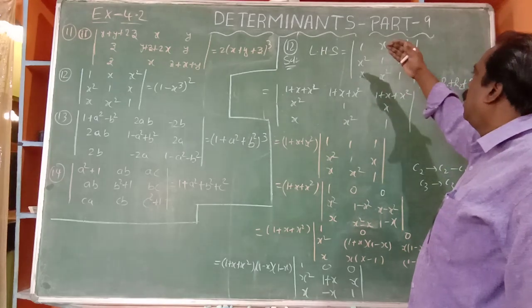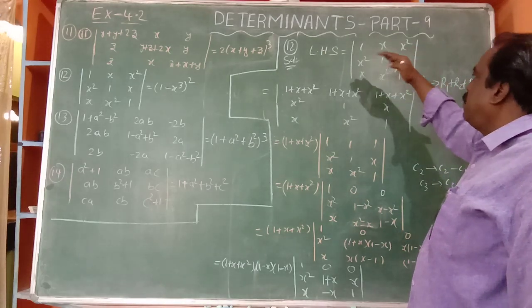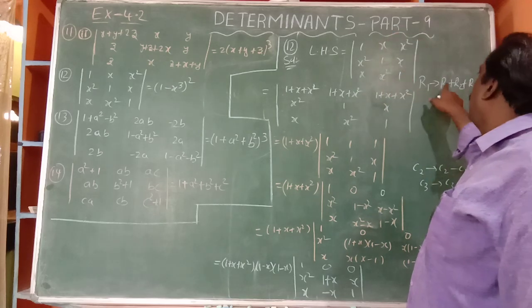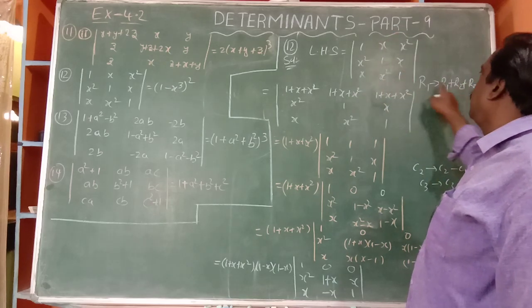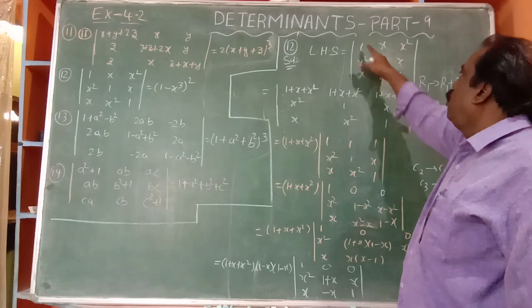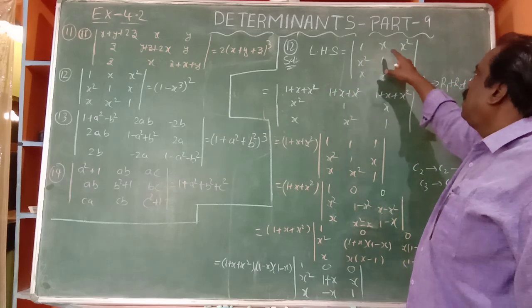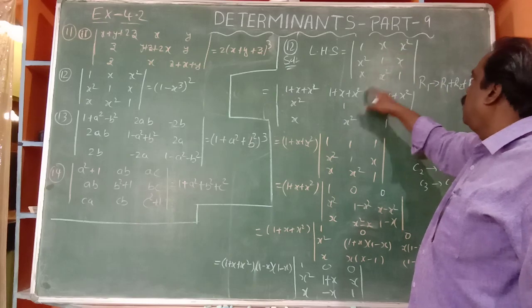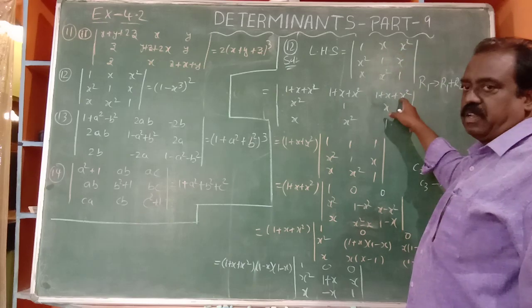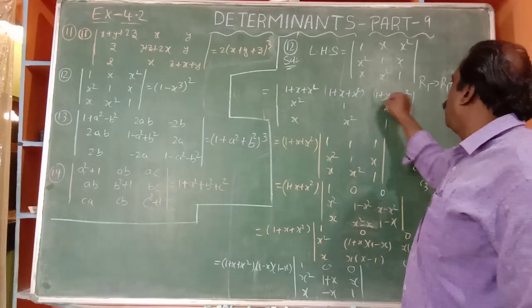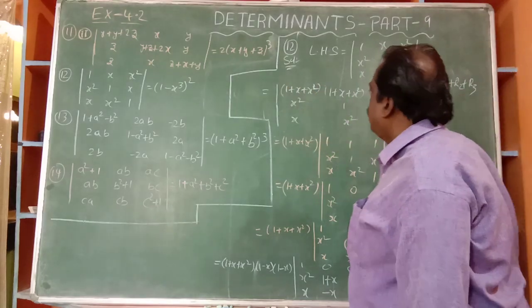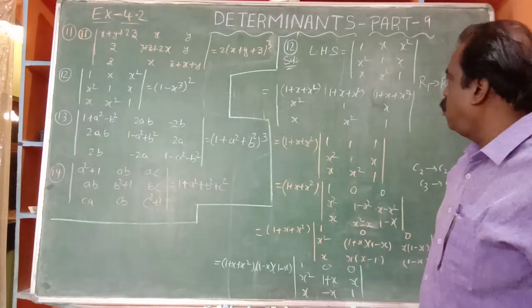You see, R1 is added with R2 and R3, R1 plus R2 plus R3. That R1 becomes 1 plus x square plus x, in order 1 plus x plus x square. Here also 1 plus x plus x square, and 1 plus x plus x square in the first row. And the remaining rows have no change at all.